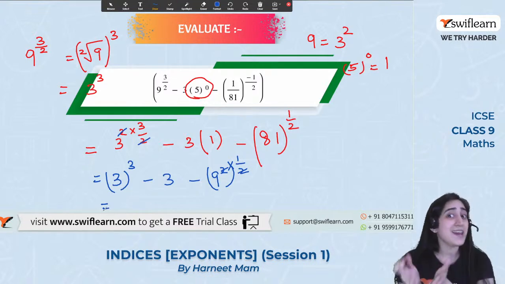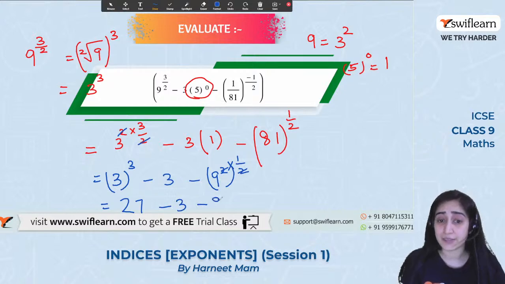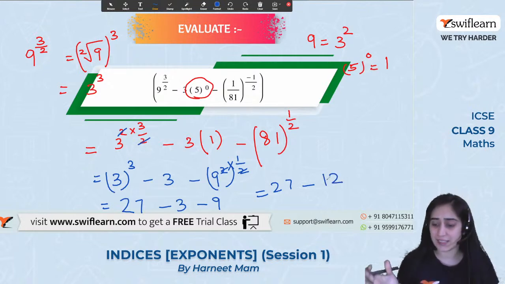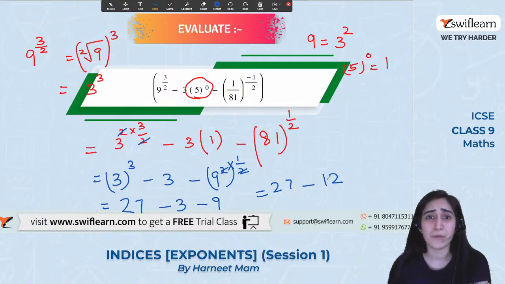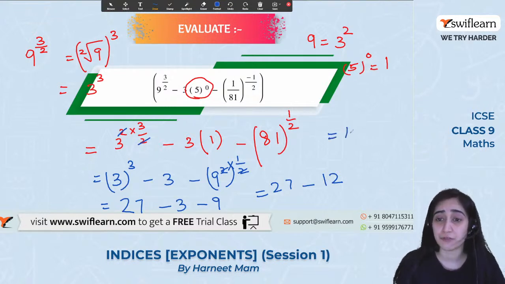3 3s are 9, 9 3s are 27. Superb. So it's 27 minus 3 minus 9. Right? So which gives me 27 minus 12. So what's the answer, guys? Anyone who has solved this and knows what 27 minus 12 is? What's the answer? Yes, the answer is 15.